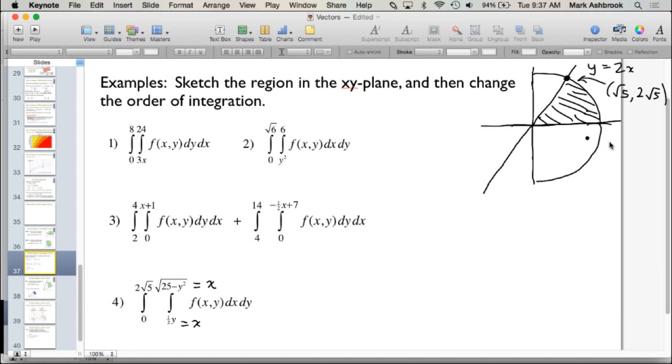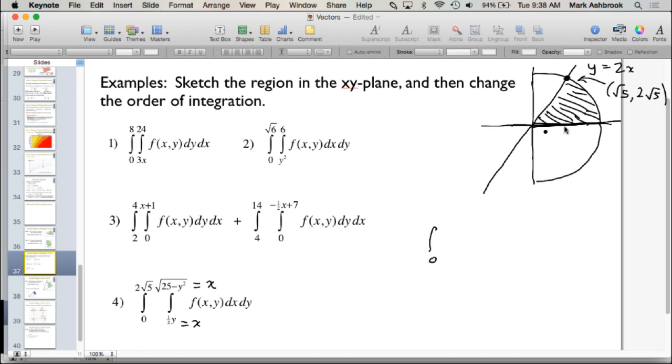So now, when we change the order of integration, what's the bottom? We're going to go bottom to top, right? So what's the bottom of the region? 0. Just one bottom, or more than one bottom? It's all the way across. All the way across this region, it's 0. What about the top? There's two different. We have two different ways to get there. Okay, there are two different functions that create the top of this region.